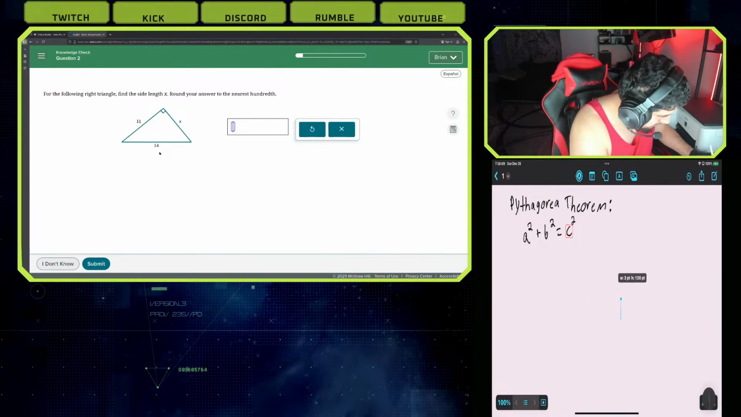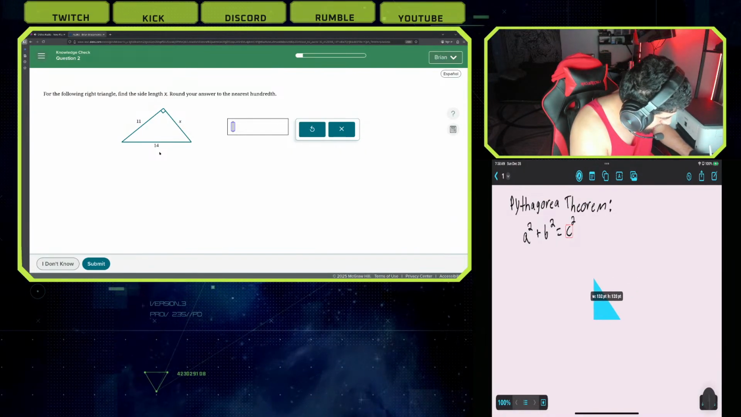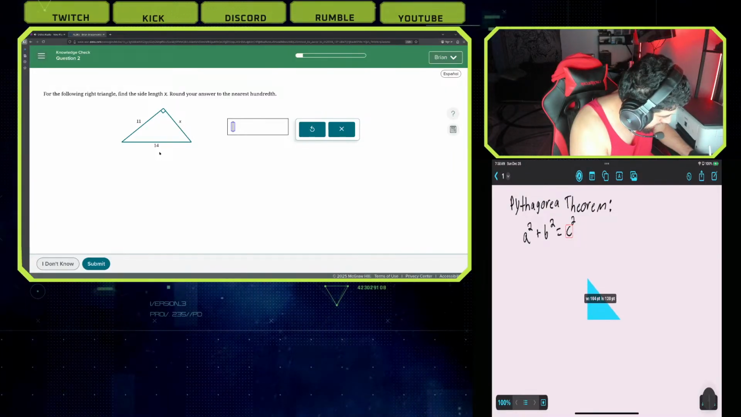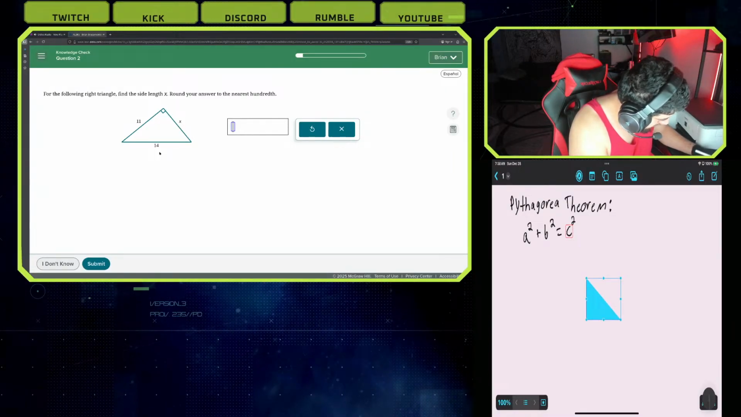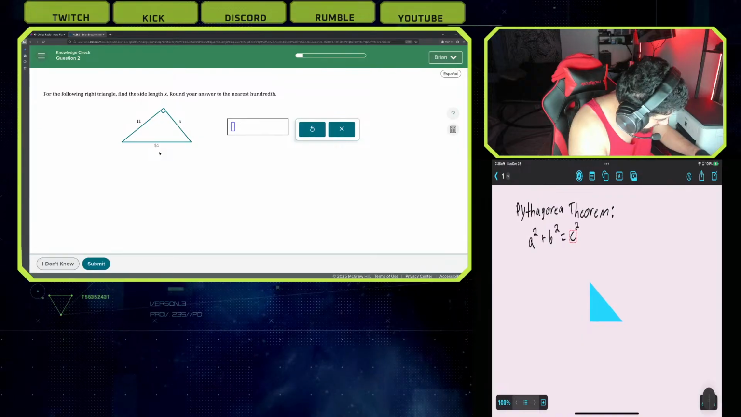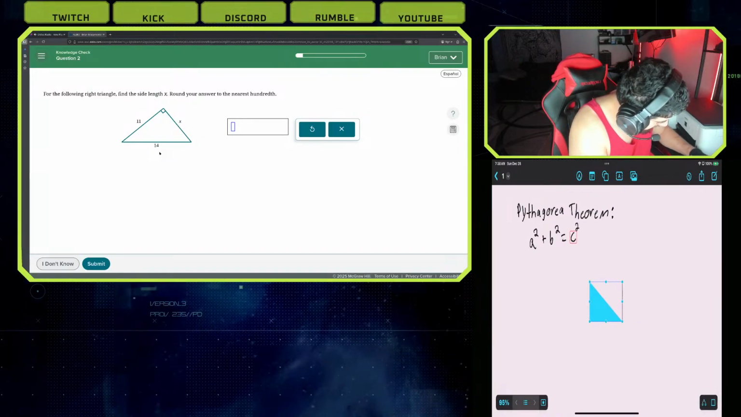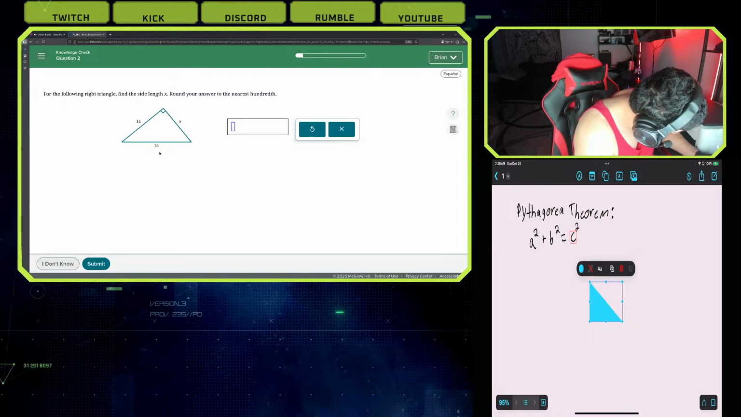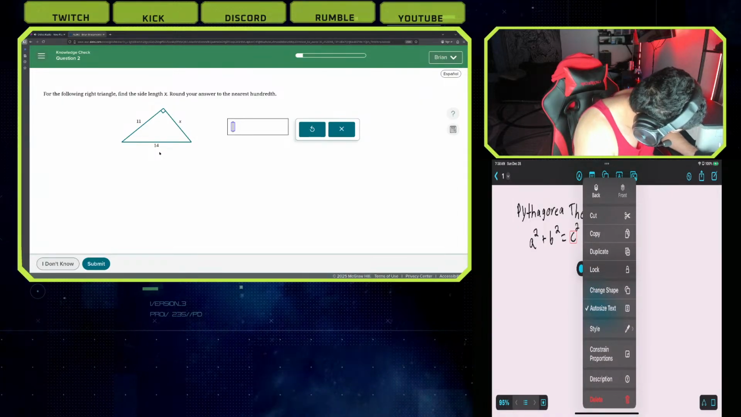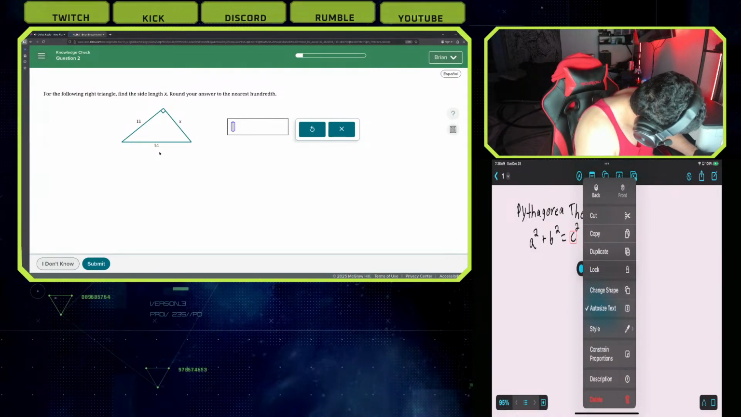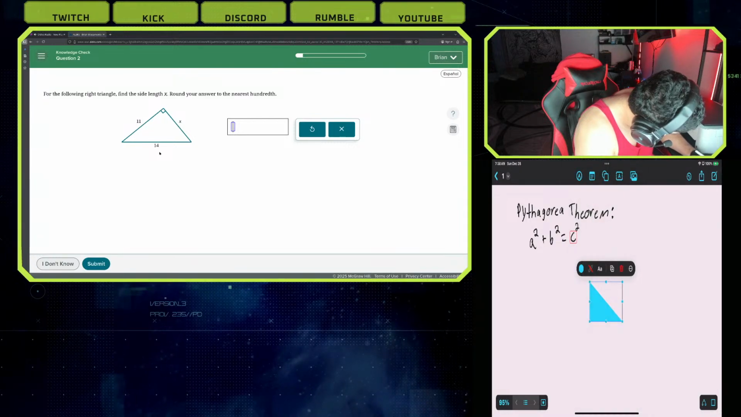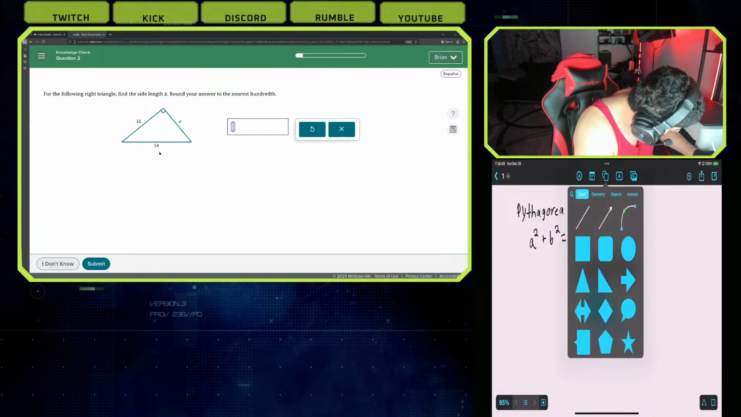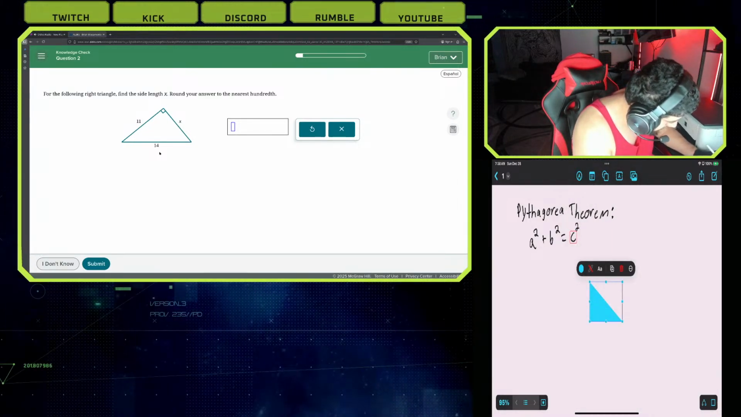We could do it like that. I wonder if I could flip it. Can I flip it? Let's see. How do you rotate? Or is there a different type of triangle? No, let's just keep it like that.